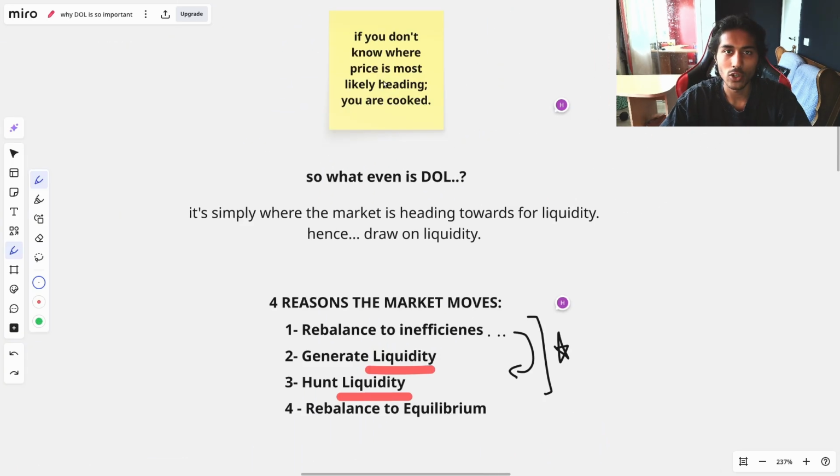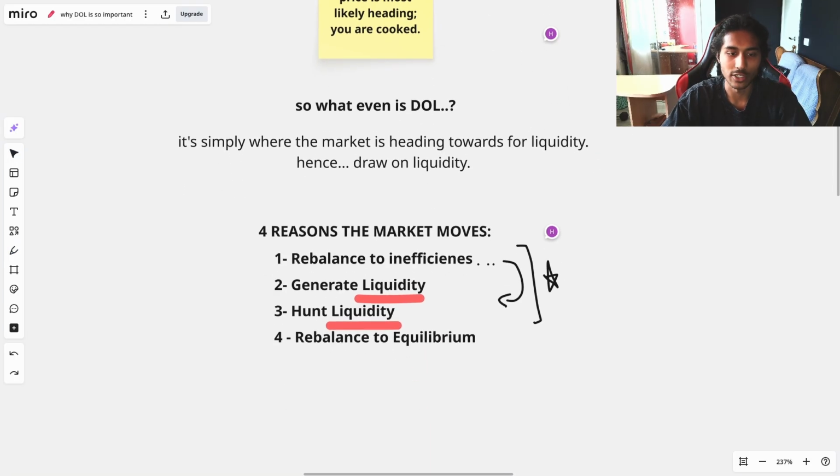That's all. So if you don't know where price is most likely heading, you are cooked. Okay, this is a bit worded wrong. If you don't know where price is actually heading, of course, this is trading, no one knows where anything is actually going to go. But nine times out of 10, if you don't know where price is actually going, if you don't have that clear drawn liquidity point, what are you doing at that point? You shouldn't be in the trade.